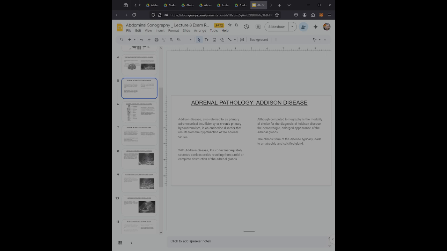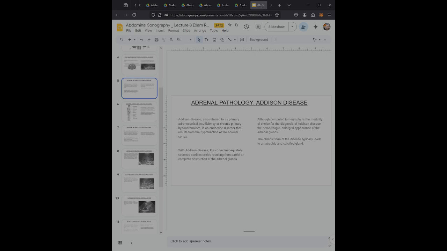There's Addison's disease, and this is referred to as primary adrenocortical insufficiency, or chronic primary hypoadrenalism. It's an endocrine disorder that results from the hypofunction of the adrenal cortex. It can be idiopathic, but it can also be caused by an autoimmune disorder or something like tuberculosis. So with Addison's disease, the cortex inadequately secretes corticosteroids, and this results from partial or complete destruction of the adrenal glands.